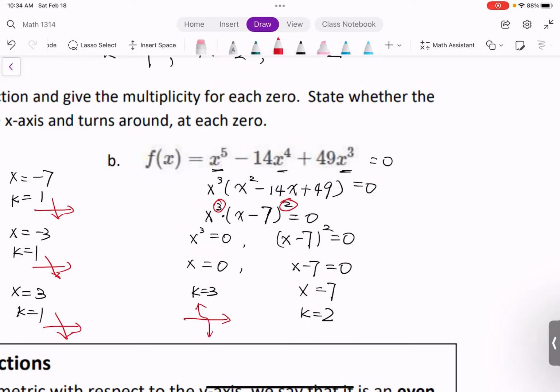And the second one, k is 2, that's even. That means touch and bounce off. We're having a touch and bounce off graph.